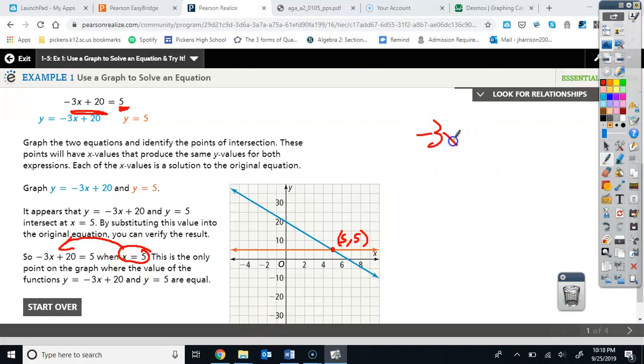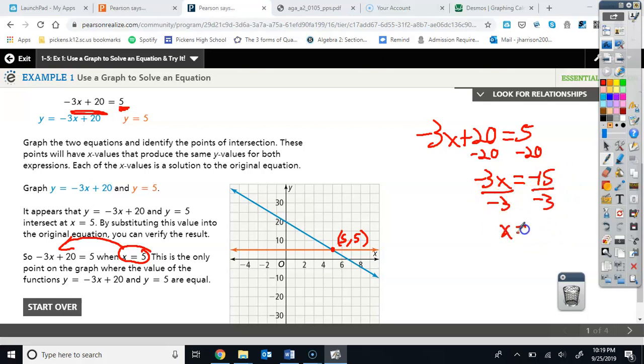Now we can go back also and look at our previous skills that we learned in the previous chapter. Meaning we could subtract 20 on this side, subtract 20 on this side, and that would give us negative 3x equals negative 15. If you divide by negative 3 on both sides, you get x is equal to 5. There's the answer. So graphing one side and graphing the other gives me a solution that works for both of those sides.